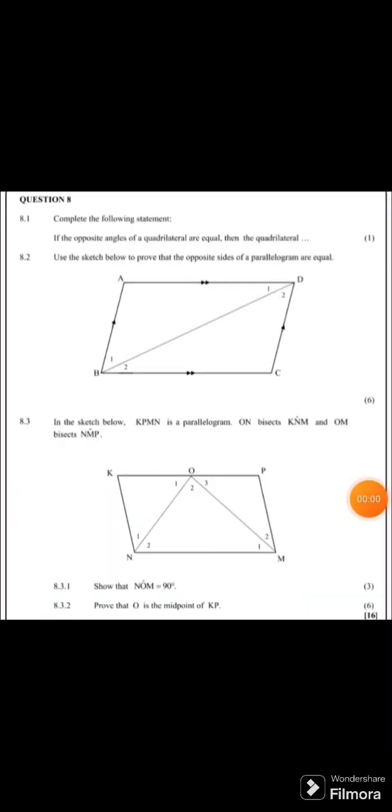Now let's go to the next question. This is the next question that we have to do, 8.1. Complete the following sentence. If the opposite angles of a quadrilateral are equal, then the quadrilateral is a parallelogram. If the opposite sides are equal, that is a parallelogram. So I've answered 8.1. Now we're gonna do 8.2 and 8.3.